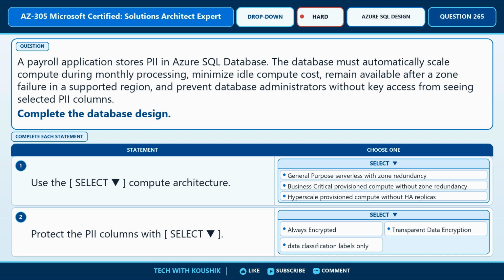Complete the database design. Statement 1. Use the blank compute architecture. The options for this statement are general-purpose serverless with zone redundancy, business-critical provisioned compute without zone redundancy, or hyperscale provisioned compute without high availability replicas. Statement 2. Protect the PII columns with the blank. The options for this statement are Always Encrypted, Transparent Data Encryption, or data classification labels only.